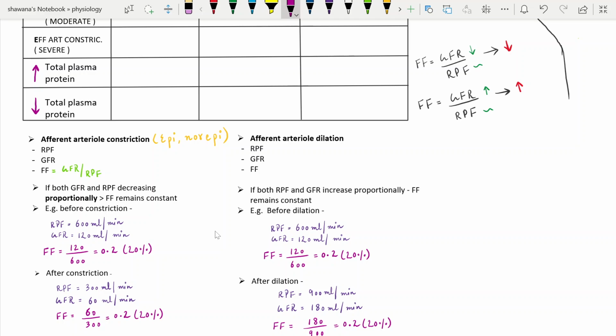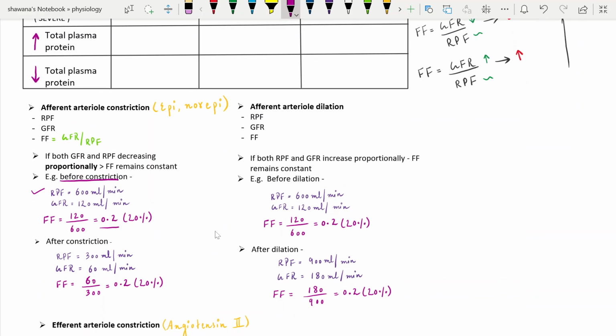Let's take an example. Before constriction, the renal plasma flow was 600 ml per minute and GFR was 120 ml per minute, right? So filtration fraction would be GFR over 600, which is 0.2. 20% of the renal plasma flow is being filtered. After constriction, the renal plasma flow reduced to 300 ml and GFR reduced to 60 ml. But dividing these two, we obtain the same result.